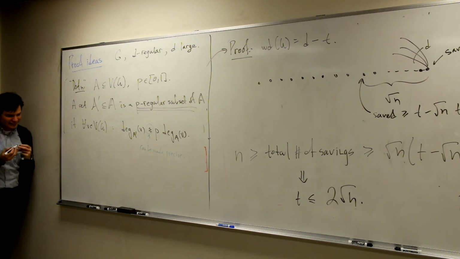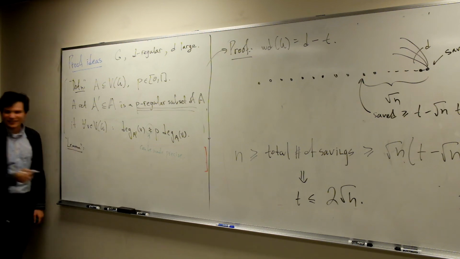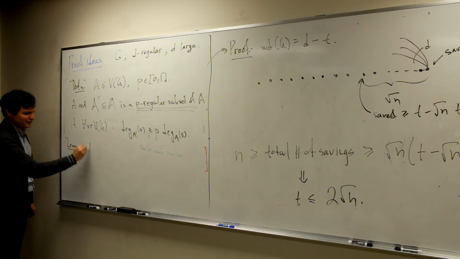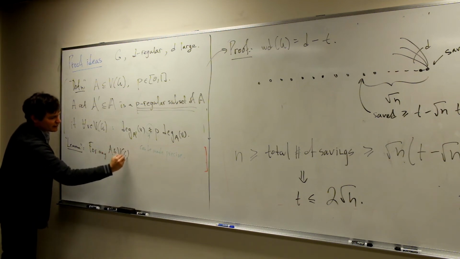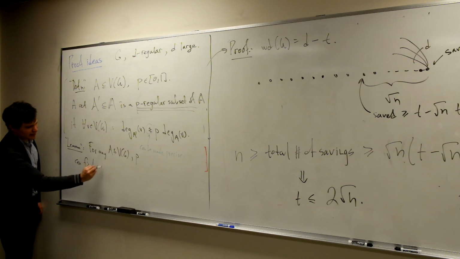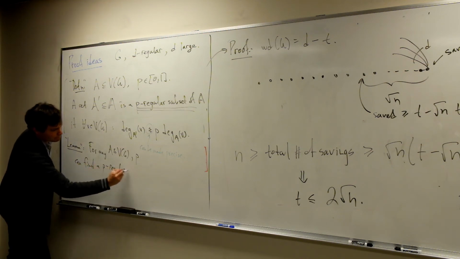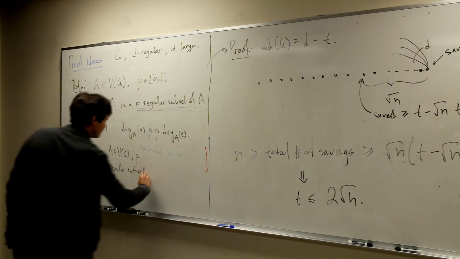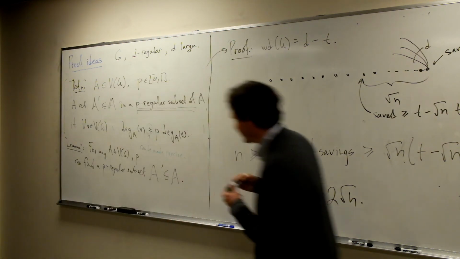Now, an observation, it's called a lemma, also in quotes. Such a thing always exists. So for any A and p, you can find a p-regular subset.